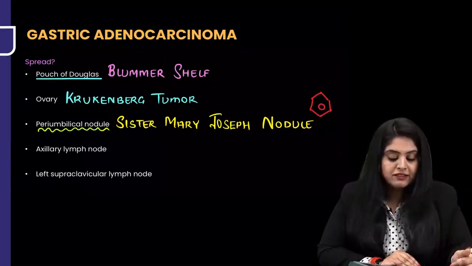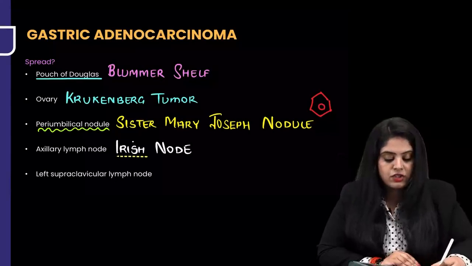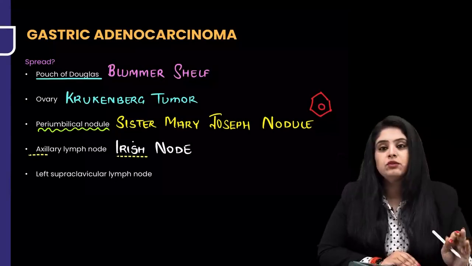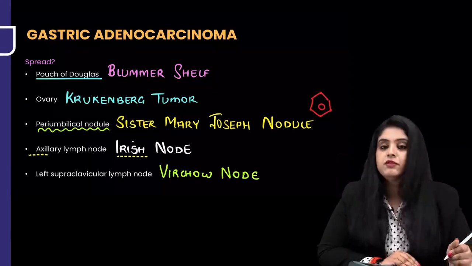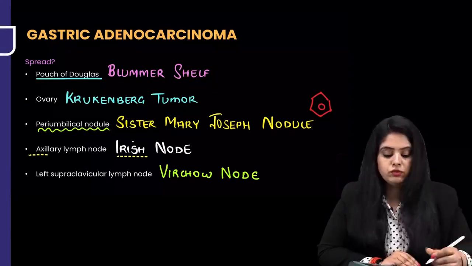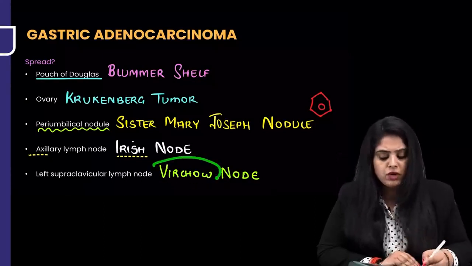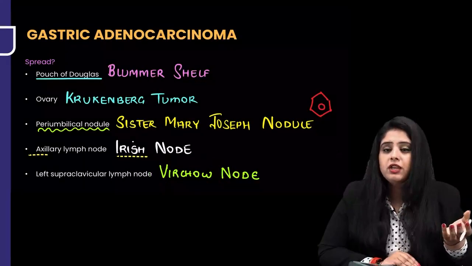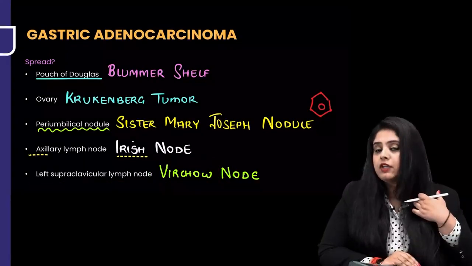If it goes to the axillary lymph node, Irish axe, that is how we learn it, Irish axe. So axillary lymph node will be the Irish node. And if it goes to the left supraclavicular lymph node, it is going to be the Virchow's node. This I've told you way back in your beginning also, that Rudolf Virchow, who's the father of modern pathology, gave you a lot of contributions. One of them was the left supraclavicular lymph node.